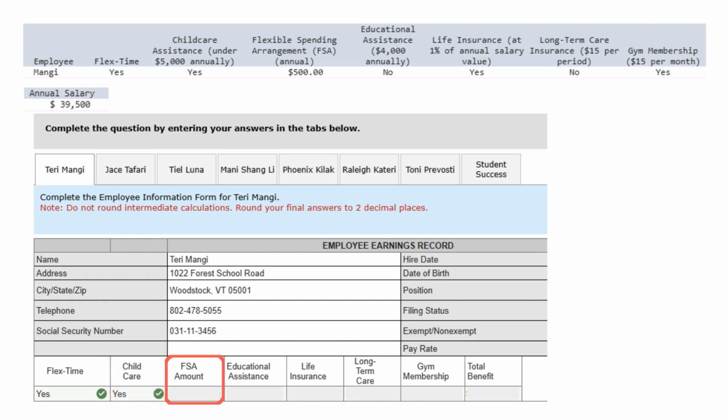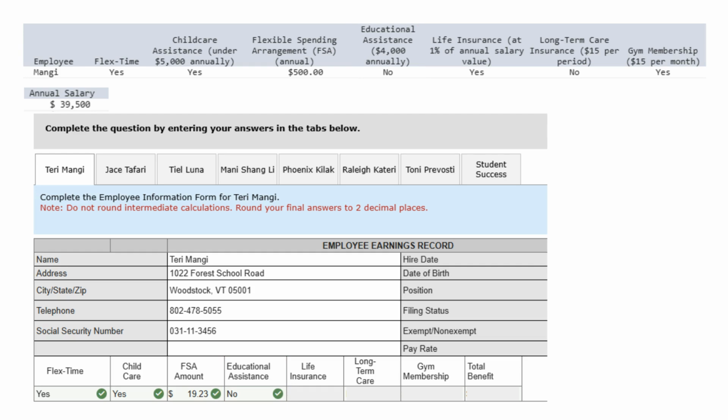The next field is for the FSA and we need to calculate the FSA amount per pay period. Terry set aside $500 annually for the FSA and that means we have to divide it by 26 pay periods because the pay frequency for Prevosti is biweekly. $500 divided by 26 equals $19.23. The educational assistance field requires a yes or no answer and, in the case of Terry, it is a no.